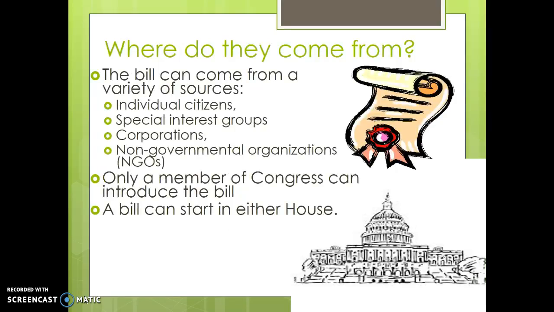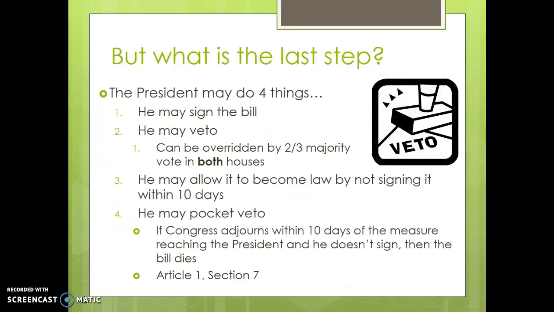Alright, so where do they come from? Bills can come from a variety of sources: individual citizens, special interest groups, PACs, corporations, NGOs, but they can only be introduced to Congress by a member of Congress. So if you have a good idea for a law, just write up Mark Meadows, or whoever. A bill can start in either house, though most bills start in the House of Representatives, and they're required to start in the House of Representatives if they deal with money, if they have anything to do with financing or more taxes.